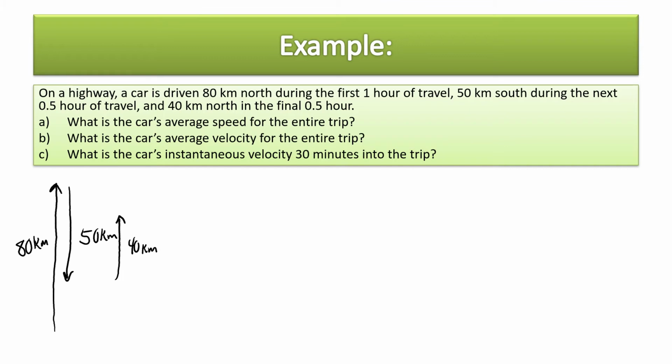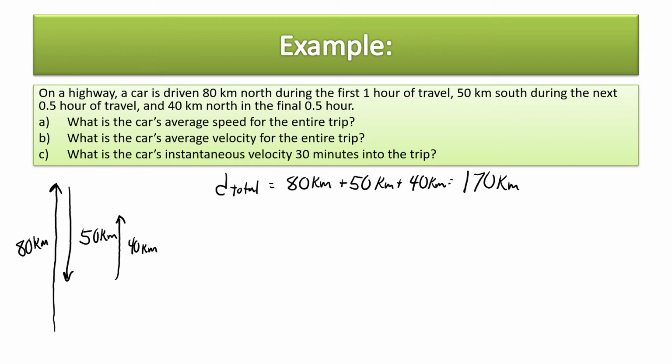What is the car's average speed for the entire trip, the average velocity for the entire trip, and the car's instantaneous velocity 30 minutes into the trip? So part A, we need to know the total distance that you went and the total time. So we need the total distance. And when you add all those distances together, you get 170 kilometers. Now we don't care about the direction because distance is a scalar.